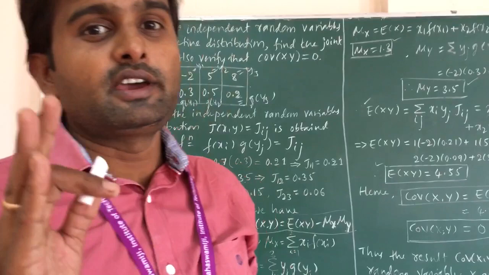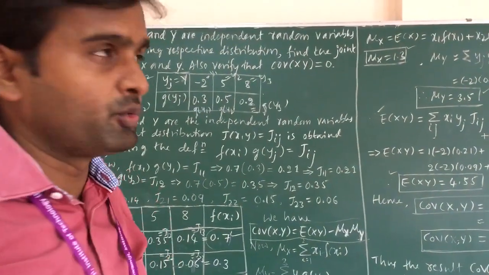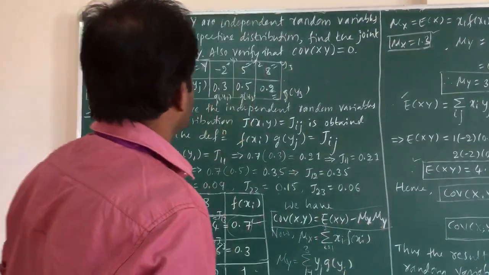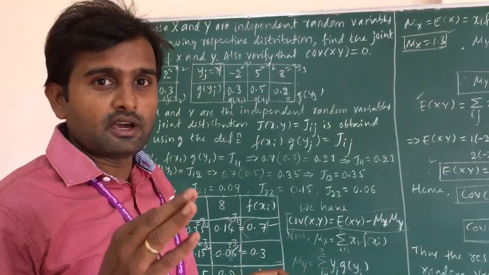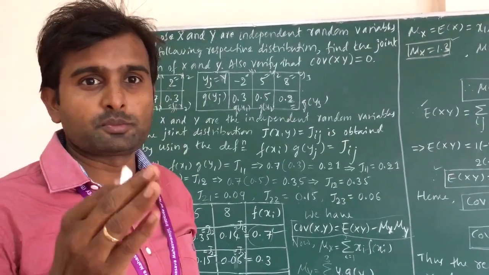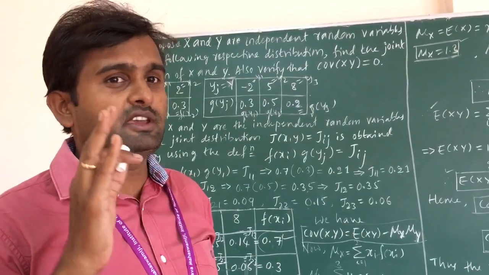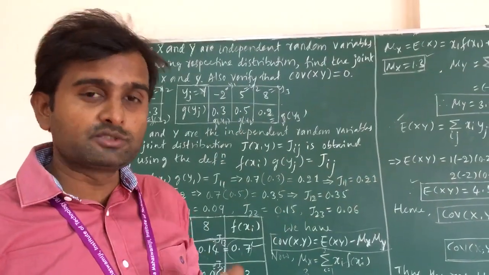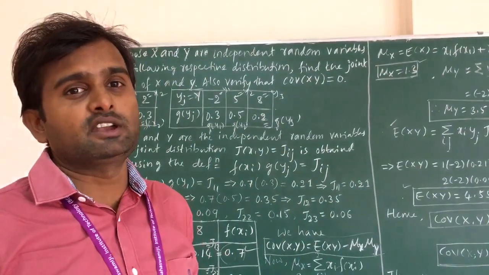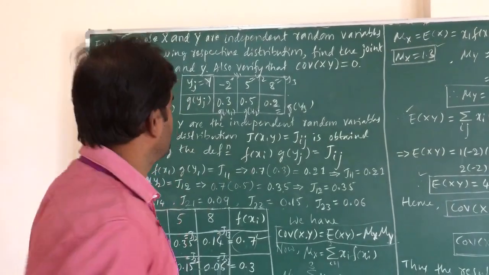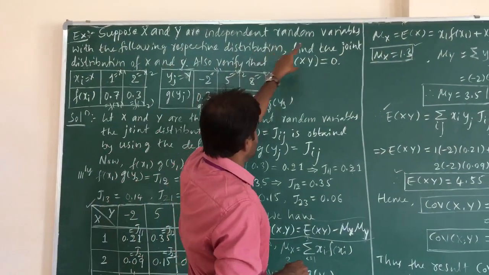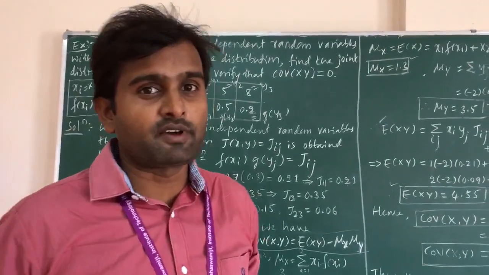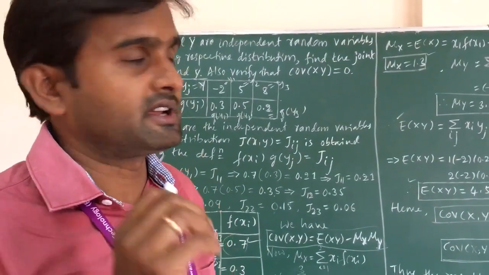They are given as independent random variables, right? With the following respective distributions. Here they are given marginal distributions. In the previous example we had a joint distribution table, but here we are given marginal distributions. Using the marginal distributions we are going to find the joint probability distribution of x and y.